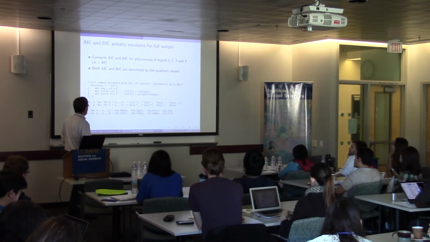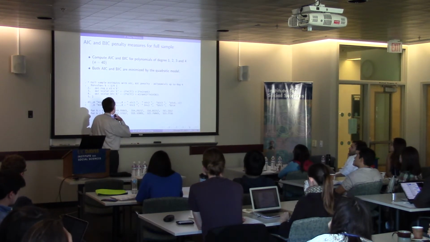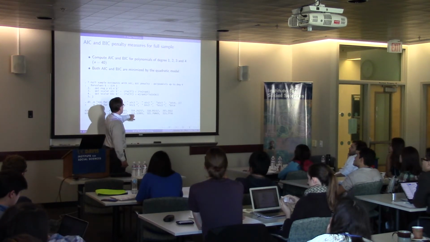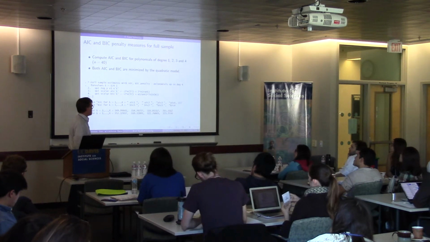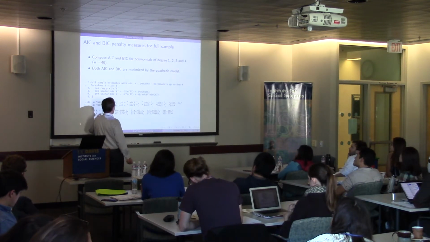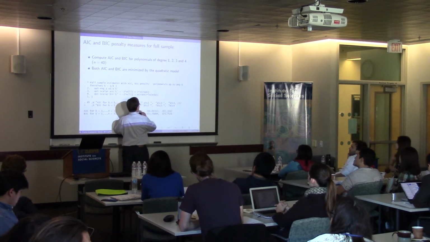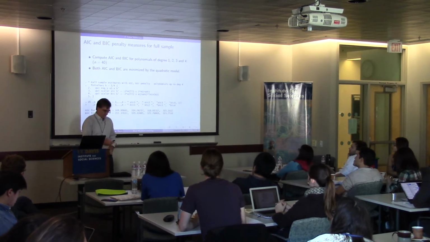Okay, so when we use AIC and BIC in this example, they both come up with the quadratic again being best. Because the AIC didn't have such a big penalty, there wasn't so much difference between the quadratic and the quartic, whereas there was a bigger difference with the BIC.